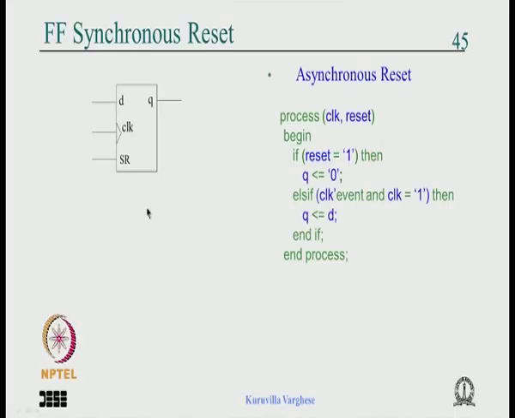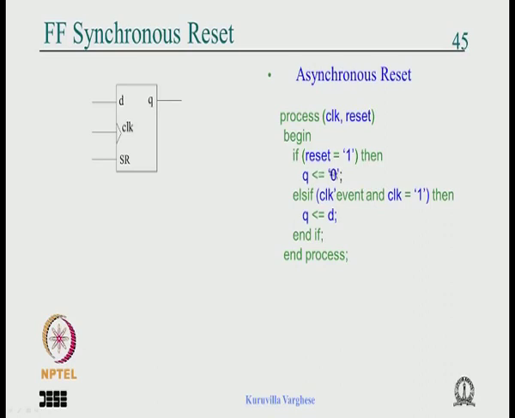In the last class we saw the VHDL coding of a synchronous reset in a flip-flop. Unlike asynchronous reset, the synchronous reset is synchronous with the clock. If it is active, then on the next clock Q will become 0. Once the clock comes, it has priority over D. If it is active, then irrespective of D, Q becomes 0. If it is not active, whatever D is goes to Q on the next clock edge.